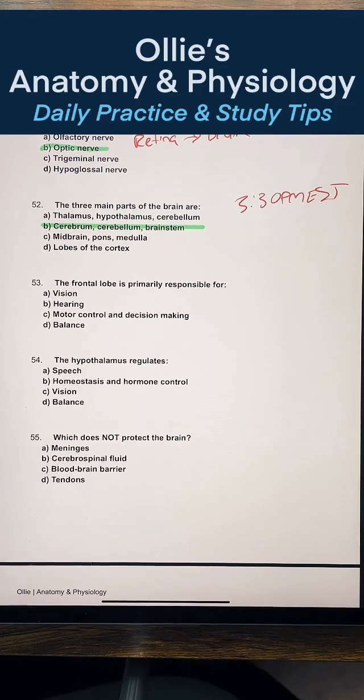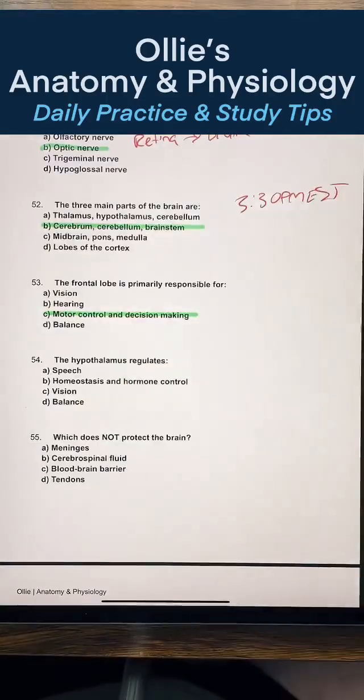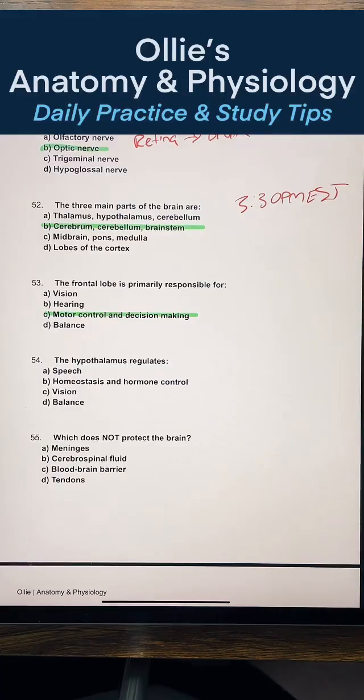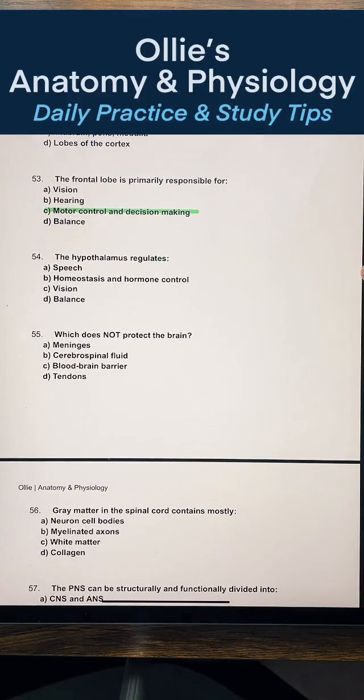That is insane. Number 53, the frontal lobe is primarily responsible for C. It is motor control and decision making. The frontal lobe is going to essentially handle our executive functions, our planning, our voluntary movement, our personality, things like that. Number 54, the hypothalamus is going to regulate what? A, B, C, or D?